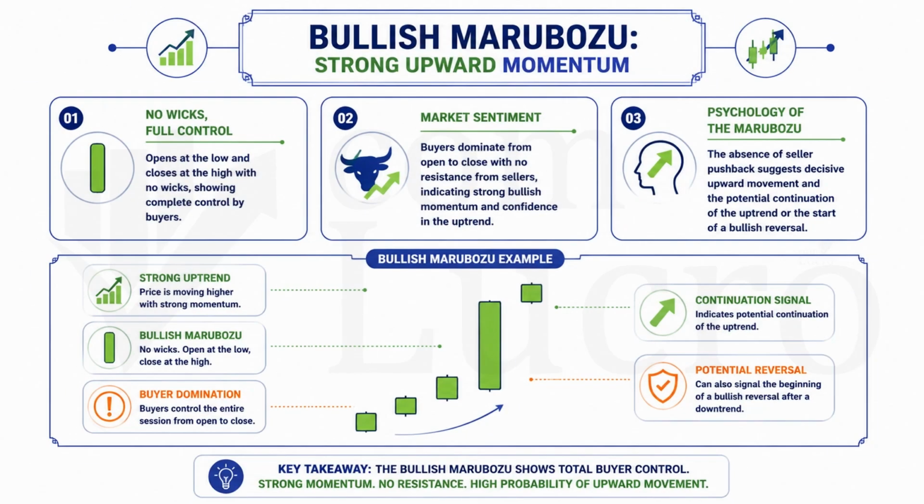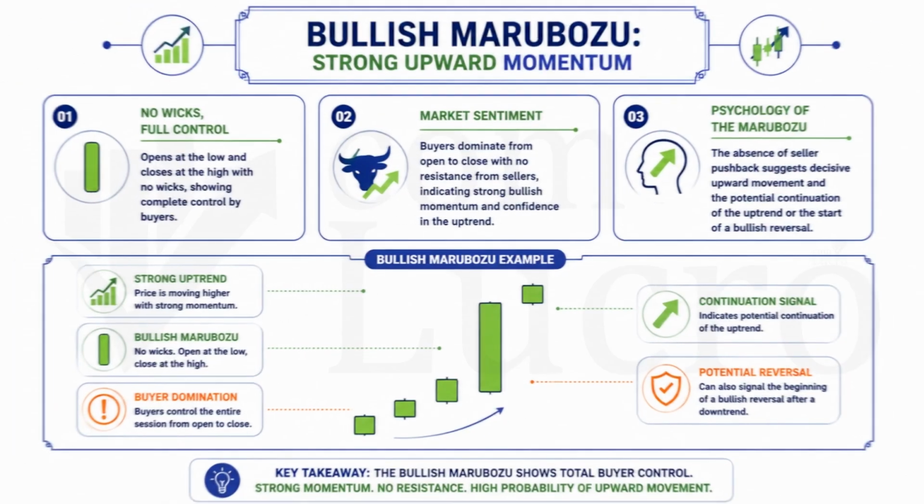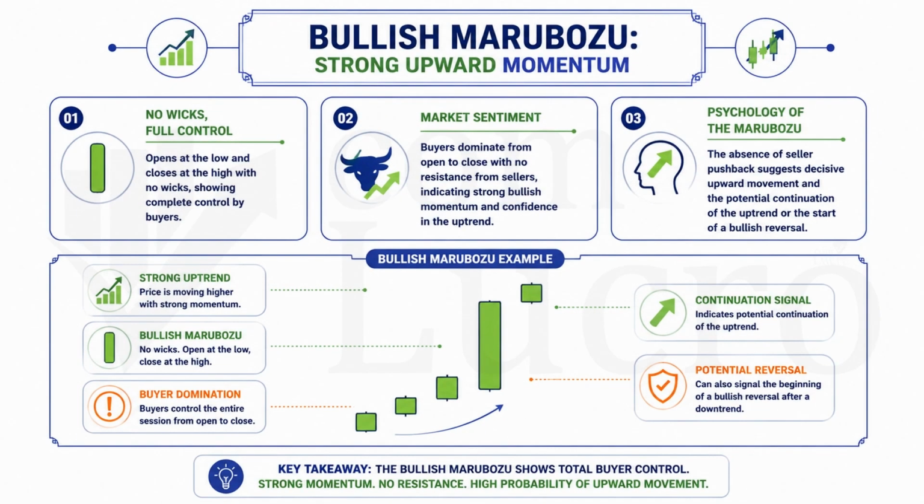Now the psychology. With the bullish Marubozu, the lack of wicks shows buyers dominated from open to close, with no pushback. That reflects strong bullish sentiment and can signal the continuation of an uptrend or the start of a bullish reversal. With the bearish Marubozu, sellers controlled the market from open to close, pushing price down with little to no resistance. That shows strong bearish momentum and can point to a continuing downtrend or a bearish reversal. The Marubozu is a clear sign of market strength, often used to confirm a trend or a strong directional move.